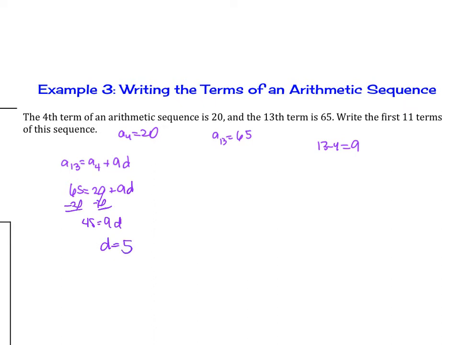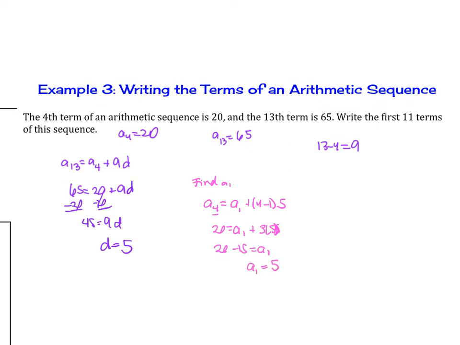Next we need to find a1. There are a couple of ways to find a1. Here's one way. a sub 4 equals a sub 1 plus 4 minus 1 times the common difference of 5. So a sub 4 is 20. 20 equals a1 plus 4 minus 1, which is 3, times 5. So this is 20, and then minus 15 equals a sub 1, so the first term is 5.